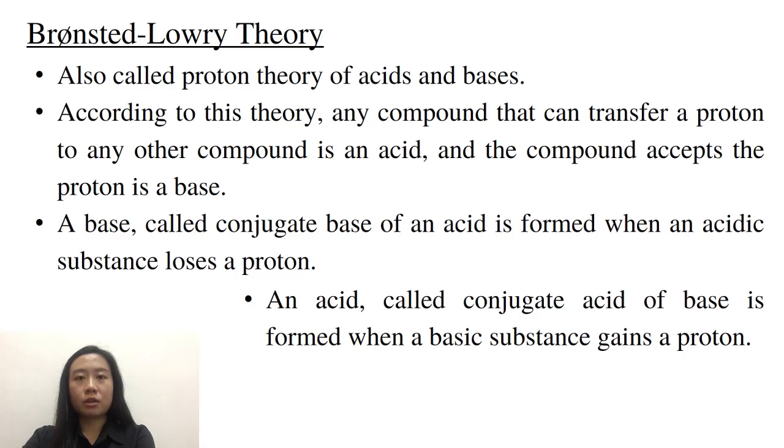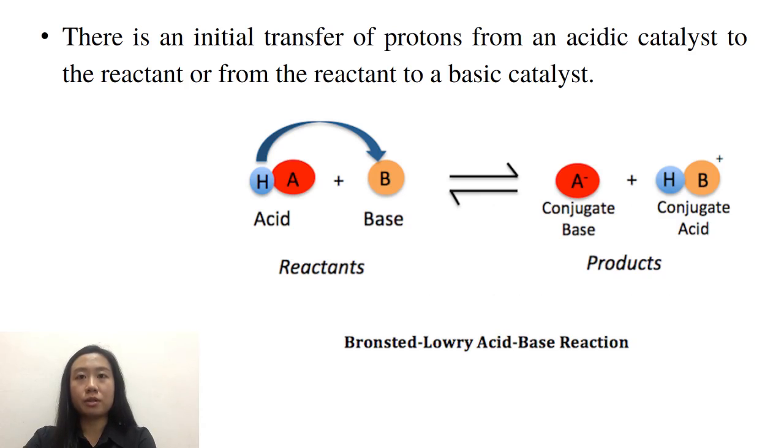A base, called the conjugate base of an acid, is formed when an acidic substance loses a proton. An acid, called the conjugate acid of a base, is formed when a basic substance gains a proton. There's an initial transfer of protons from an acidic catalyst to the reactant or from the reactant to the basic catalyst. This diagram shows the Bronsted-Lowry acid-base reaction.